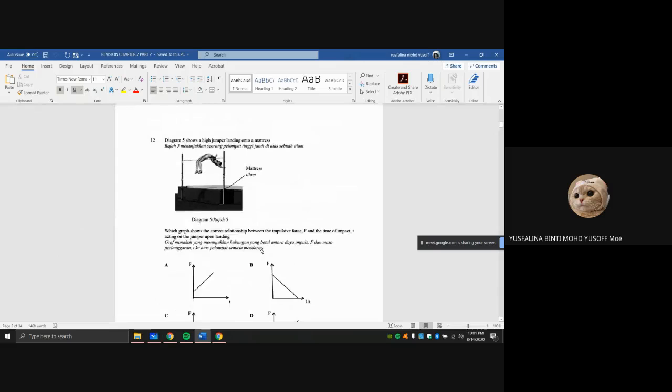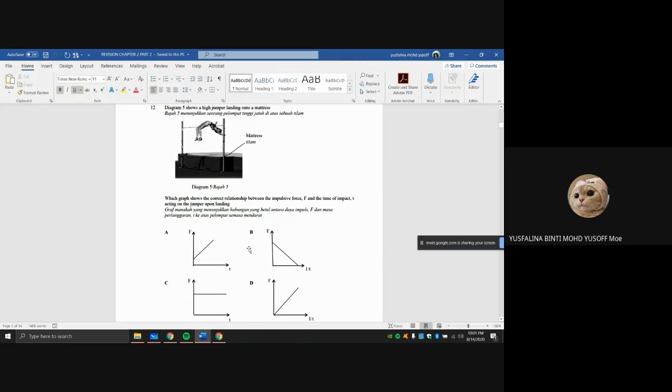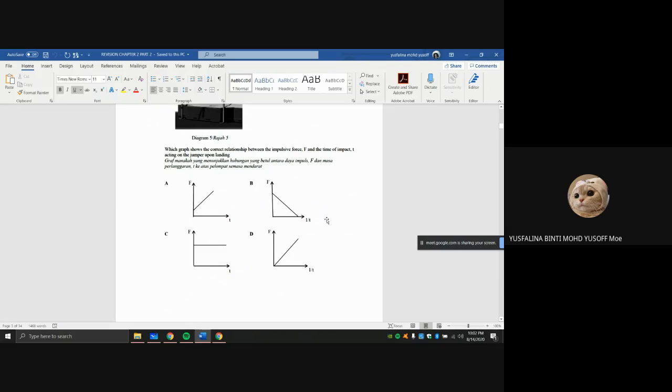Okay, the next one. Diagram 5 shows a high jumper landing onto a mattress. Which graph shows the correct relationship between the impulsive force and the time of impact acting on the jumper upon landing? You know that I already told you that the relationship is inversely proportional. But this one you have to see the axis here. The axis is 1 over t. So the answer is D.